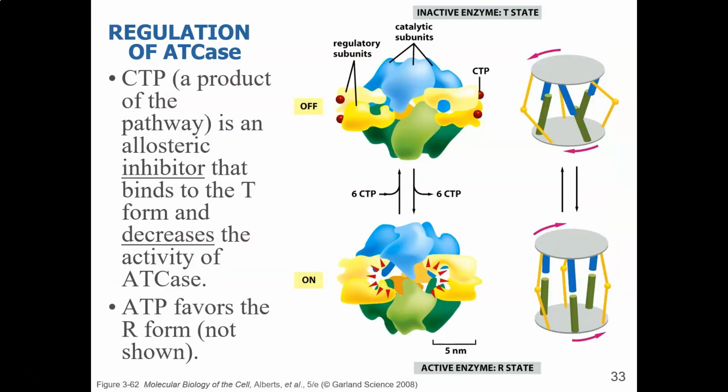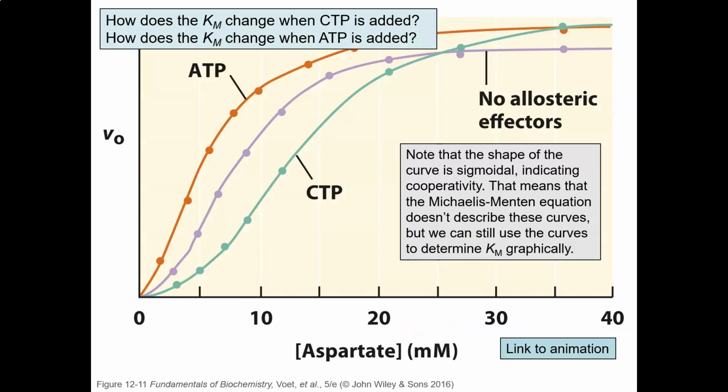The other thing that I hope you noticed is that the ATCase is an example of the concerted model, because when you go from T to R, the subunits all change in concert, or they change together. So the ATCase is an example of the concerted model.